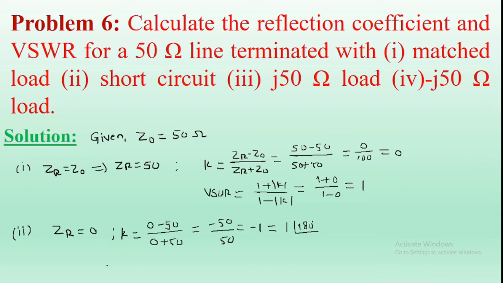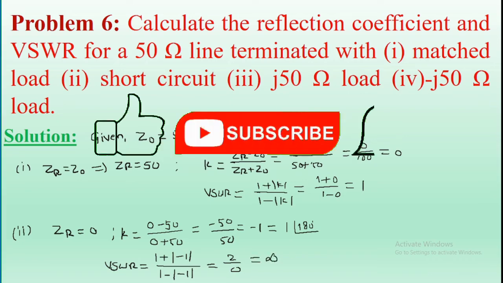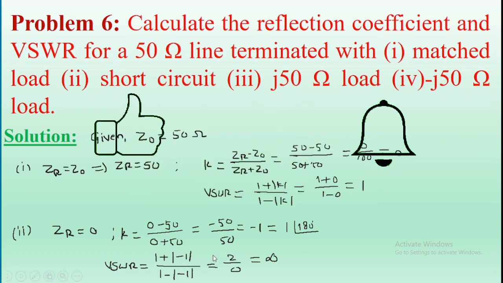And next, calculate the voltage standing wave ratio. VSWR is equal to 1 plus magnitude of K divided by 1 minus magnitude of K. So the K value is minus 1. 1 plus magnitude of minus 1 by 1 minus magnitude of minus 1. So that is equal to 1 plus 1 by 1 minus 1, 0. 2 by 0 is infinity. Next, third bit solution.